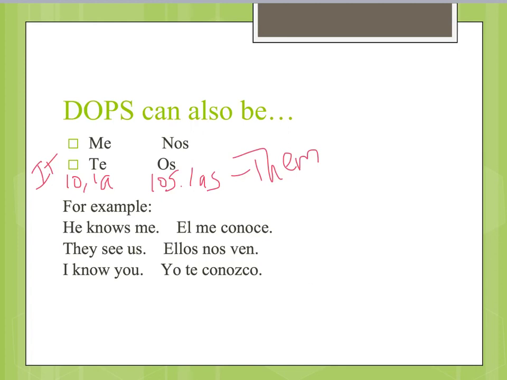So for example, we can say he knows me. He knows who? Me. We have to use me from that. So we'd say él me conoce. They see us. They see who? Us. So that's where we get our nos. Ellos nos ven. I know you. I know who? That's where we get our yo te conozco.